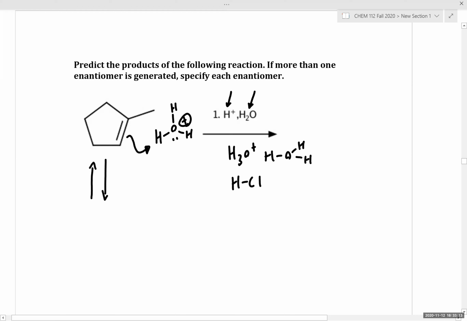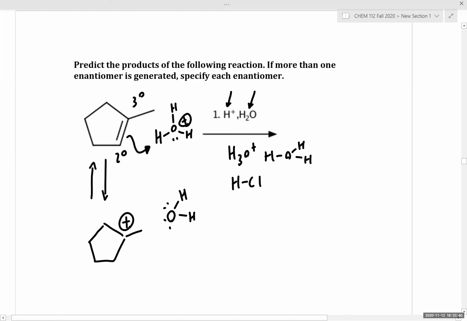Now, if we have a choice, which carbocation would we make? Tertiary or secondary? Which carbocation is preferred? Tertiary, right? So then we generate the tertiary carbocation. And now, rather than chloride, we have a ton of water floating around.